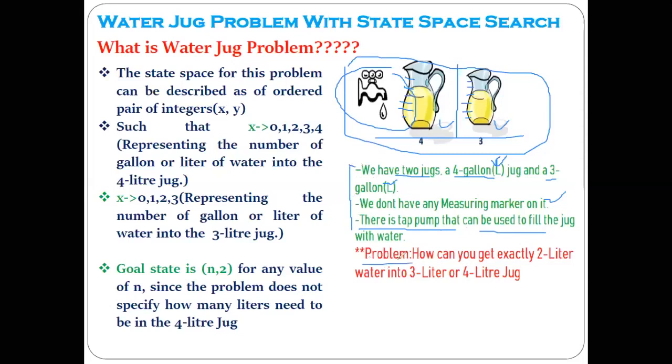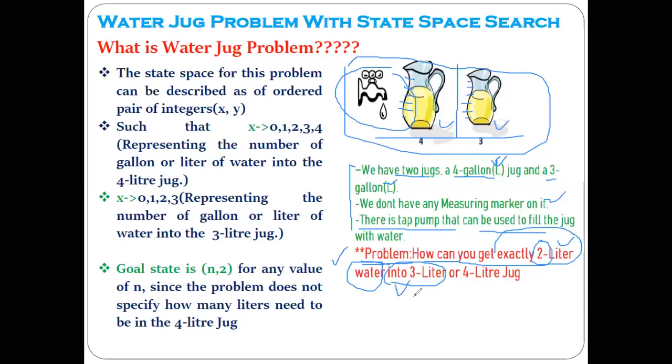Now, what exactly is the problem? This kind of problem is usually asked for 8 to 10 marks. The problem is: how can you get exactly 2 liters of water? Understand the problem carefully. How can you get exactly 2 liters of water into the 3 liter jug?